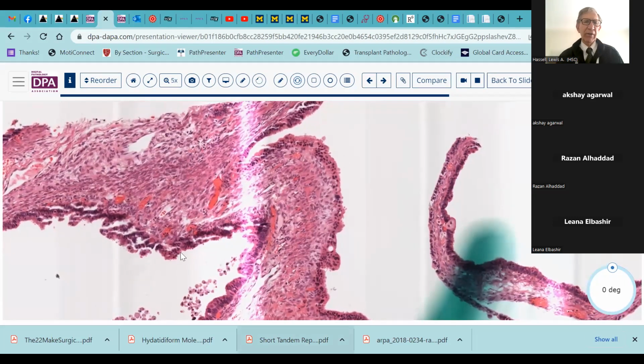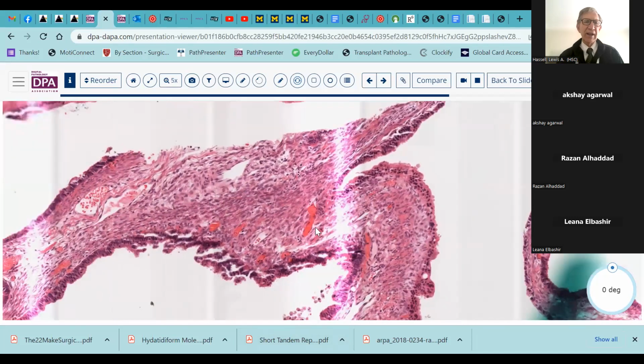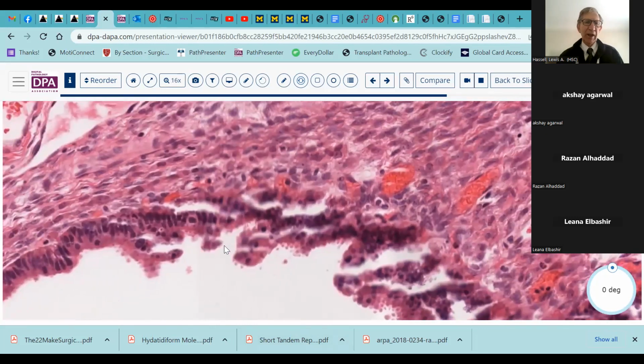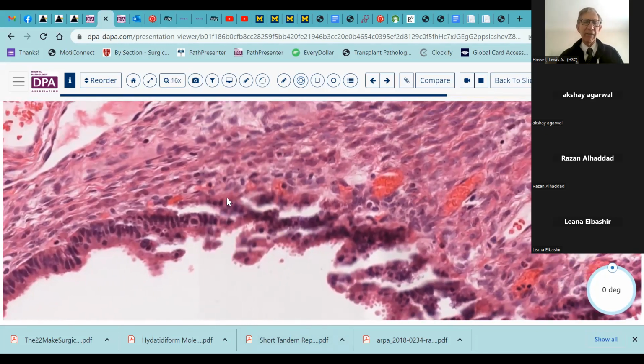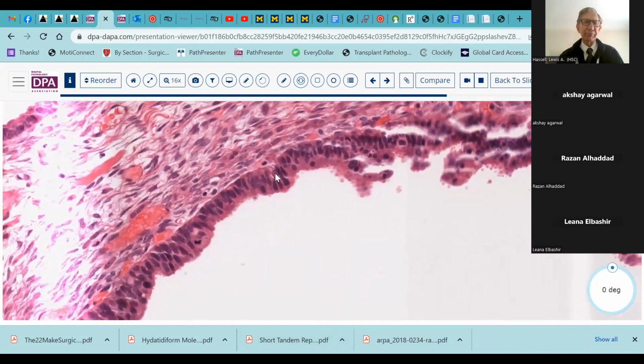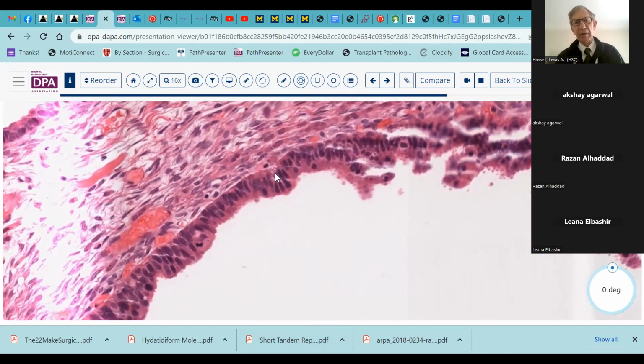Now, in general, I don't do CD10 stains when I'm looking for endometriosis. But if I have a questionable case, I might do that to verify that I've got endometrial type stroma, which your usual subperitoneal stroma will not stain for.